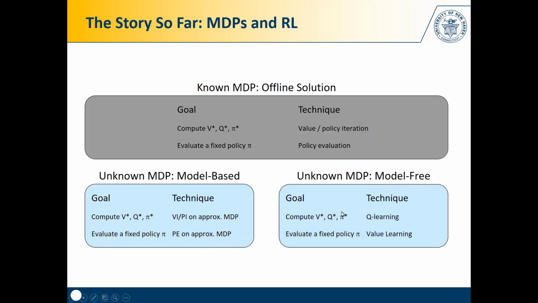In model free, we don't explicitly estimate the transition function or the reward function. We deal directly with observations. If the goal is to compute V star, Q star, or pi star, one technique we've talked about so far is Q learning. If we want to evaluate a fixed policy pi, we apply value learning.